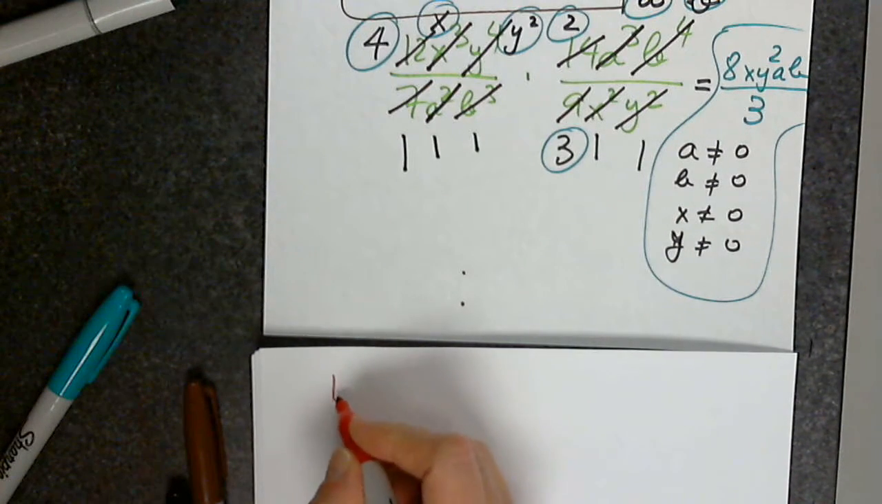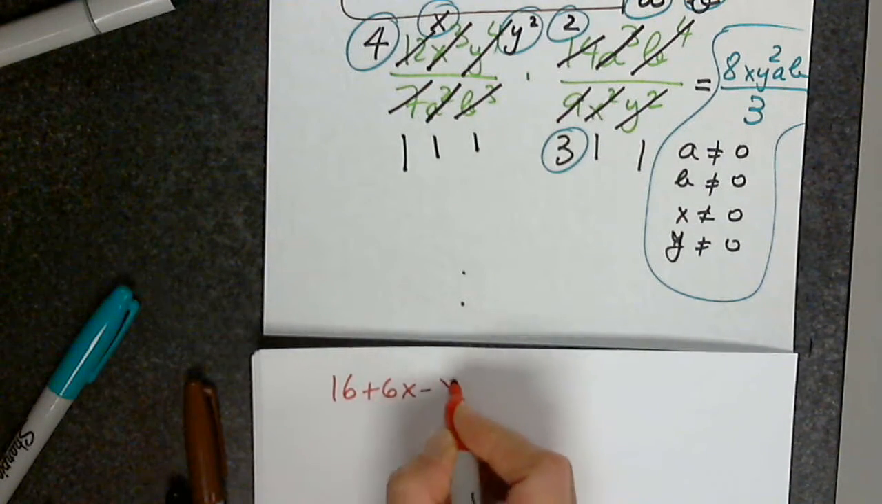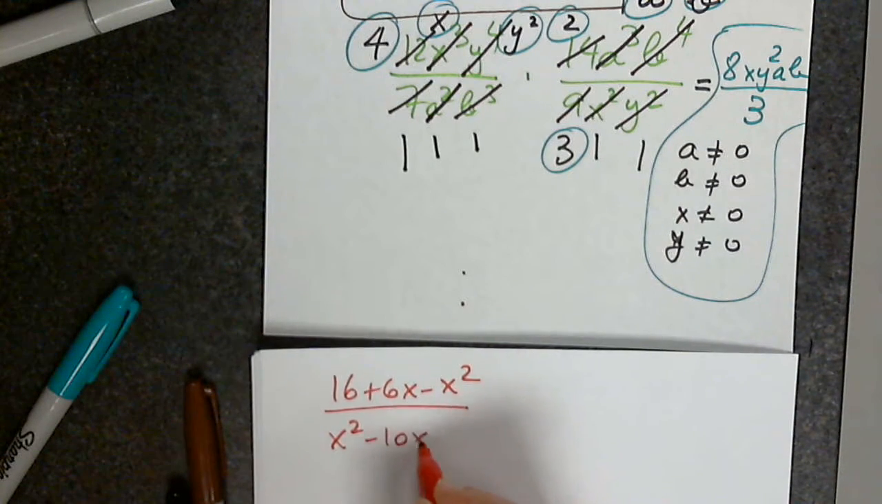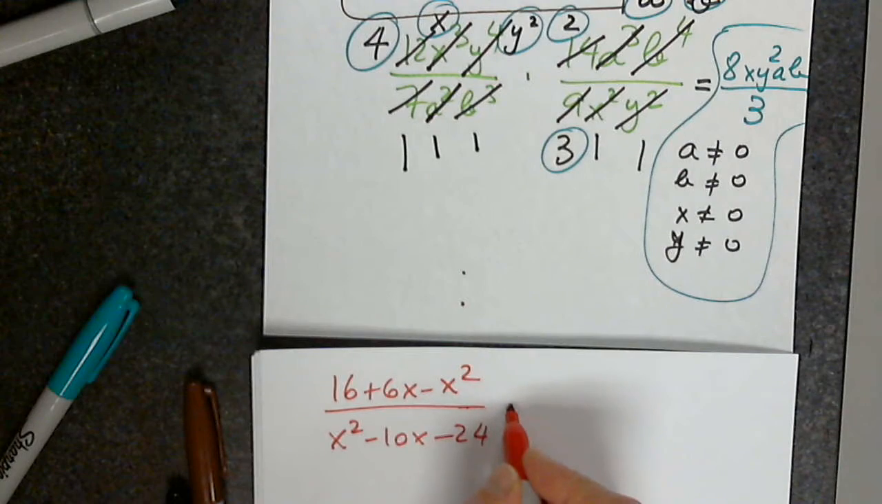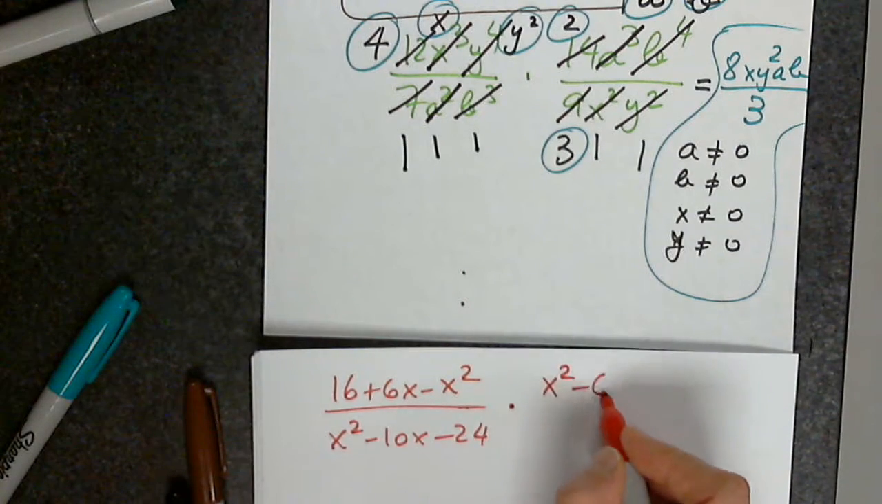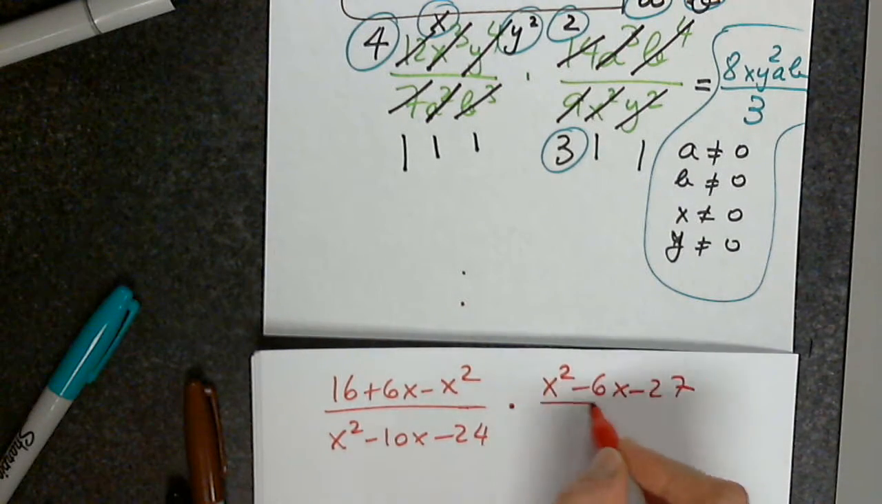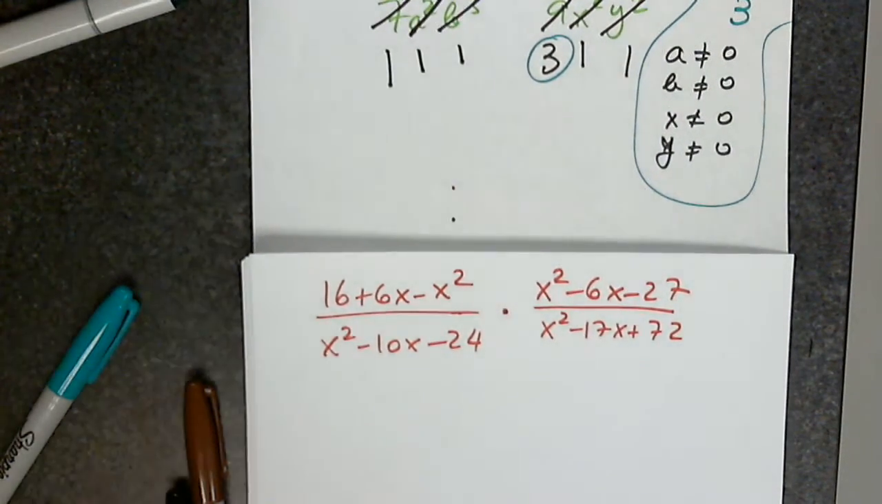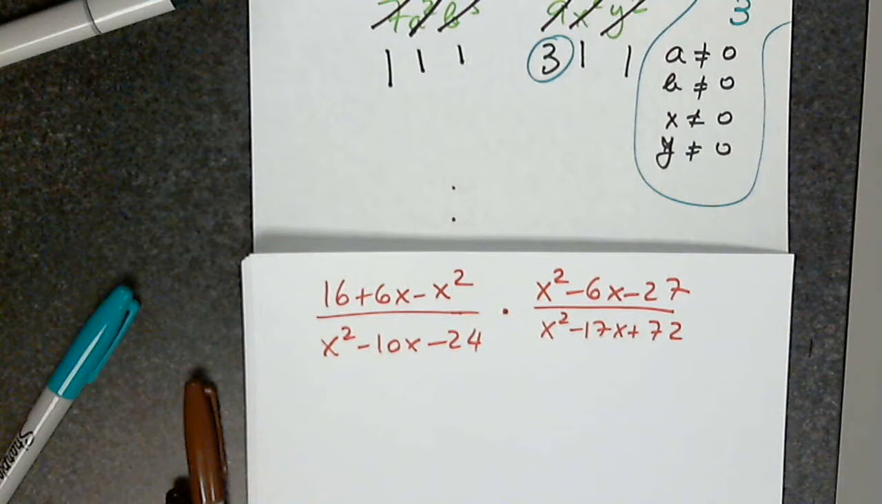Very good. So 16 plus 6x minus x squared over x squared minus 10x minus 24 multiplied by x squared minus 6x minus 27 over x squared minus 17x plus 72. Yes, just simply writing this took us a while, right? It's a lot of writing in this section, or entire chapter, I would say.